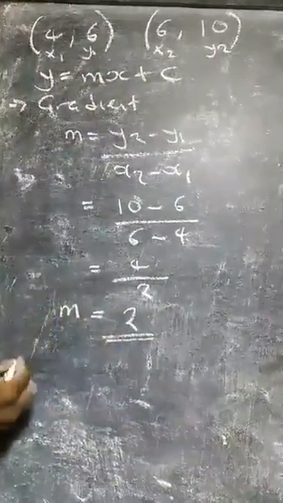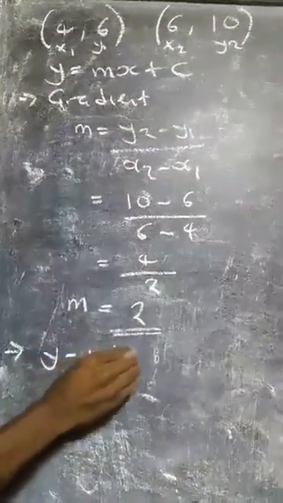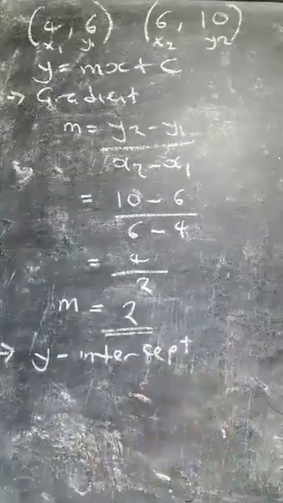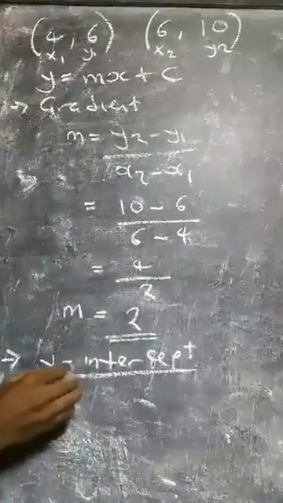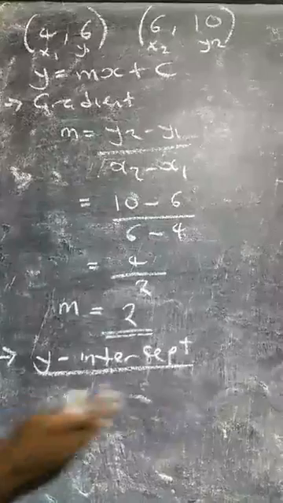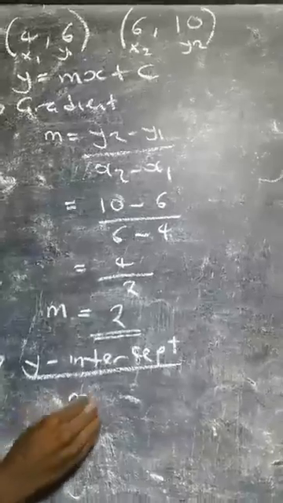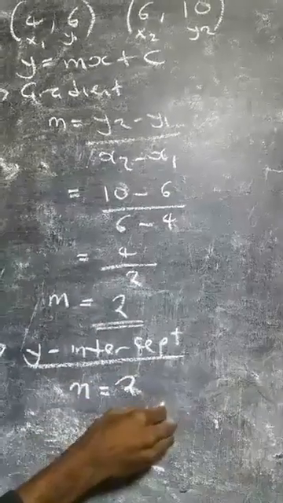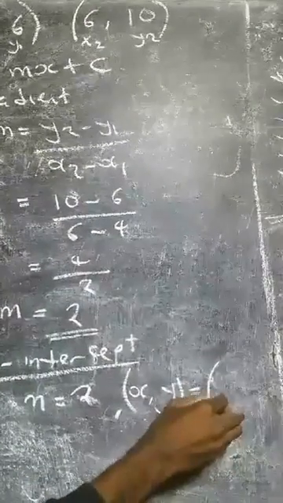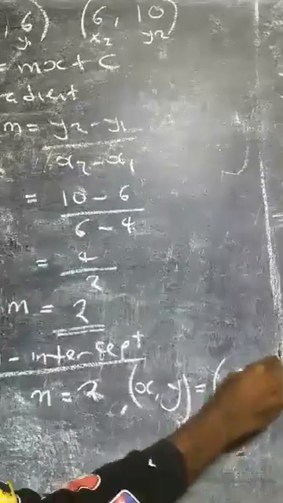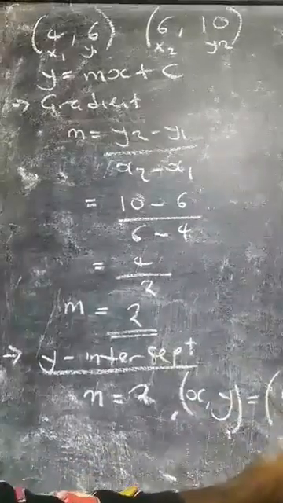That's the first one. Gradient is equal to a 2. Then likewise, the next one, you find your y-intercept, or your constant. So what do we know? y is equal to mx plus c. Let's use one set of coordinates. Gradient is equal to 2. Then for x comma y, let's use the bigger one, 6 comma 10.